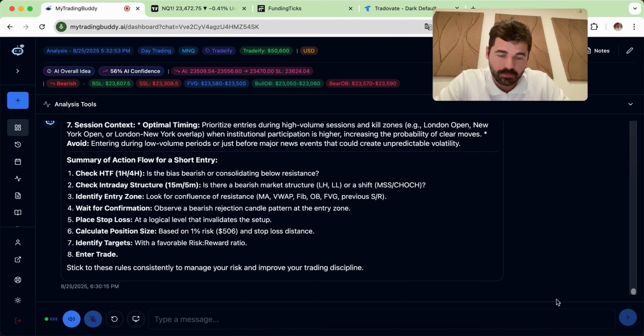Right. Based on your Tradeify trading plan, your short entry rules include a higher timeframe bearish context, intraday bearish market structure, entry zone confluence like resistance levels or ICT concepts, and bearish confirmation at the entry. Strict risk management with a 1% risk per trade and logical stop loss placement are also key.